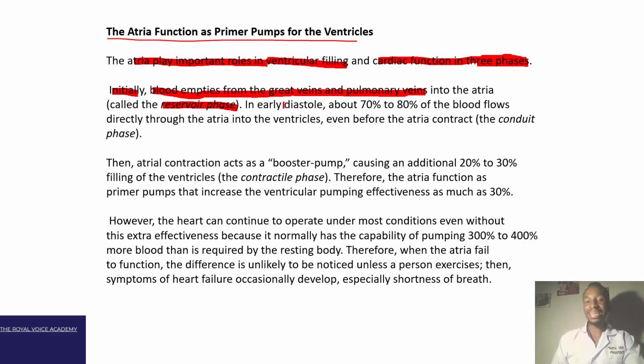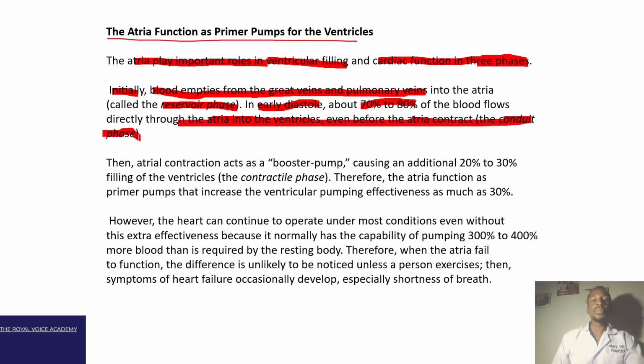Then in early diastole, remember now we are still in the atria. In diastole, your atria are relaxed. In early diastole, about 70 to 80% of the blood will flow directly through the atria into the ventricles, even before the atria contract. That is what we call the conduit phase. Because remember what we said in the previous lecture slide, that the heart basically generates negative pressures to suck in blood and then positive pressure to pump out blood.